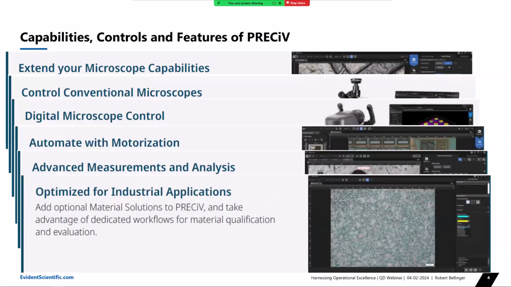And again, PRECiV is optimized for industrial applications. We have optional material solutions. You can take advantage of dedicated workflows. The material solutions guide operators through image acquisition if necessary, the measurement routines, loading predefined settings, so we can get repetitive measurements even between operators in all of the dedicated material solutions.